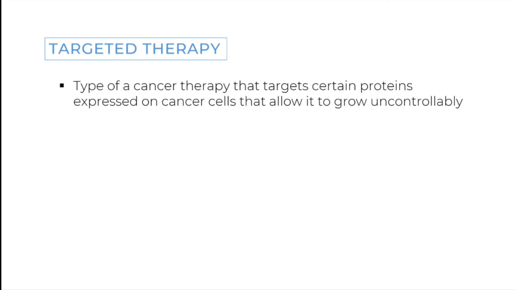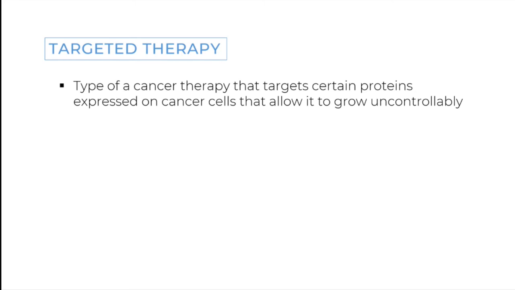The third category of drugs is referred to as targeted therapy. Targeted therapy is a type of cancer therapy that targets certain proteins that are expressed on the cancer cells that allow them to grow uncontrollably. There are certain cancer cells that have an overexpression or an increased activity of a certain type of protein that sits on the surface of the cells.